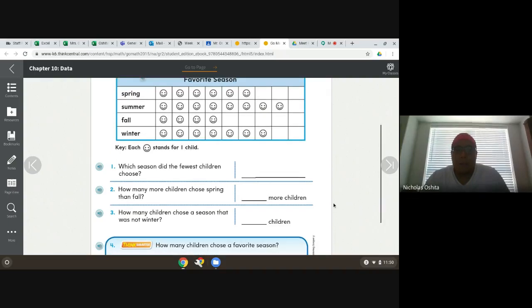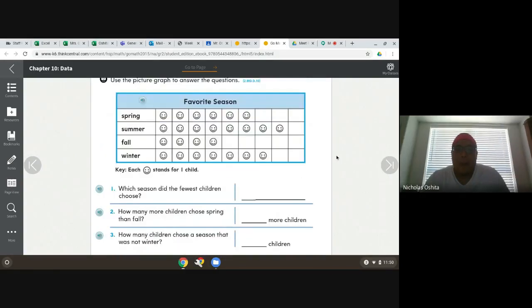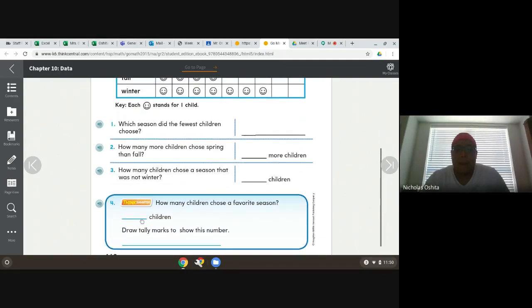And our last question, as I scroll down in question 4, is our Think Smarter question. How many children chose a favorite season? Blank children, meaning you're going to go back up and look at your graph and you're going to count all the kids who were surveyed, right? Who gave an answer for their favorite season. You're going to write that number there.